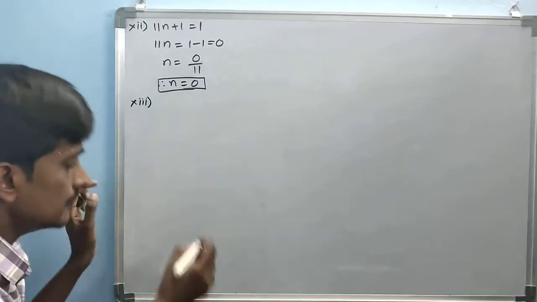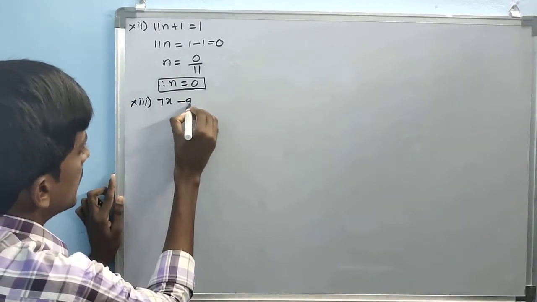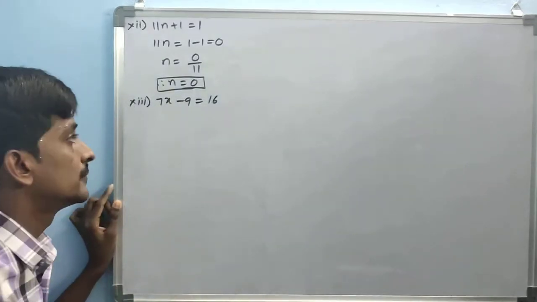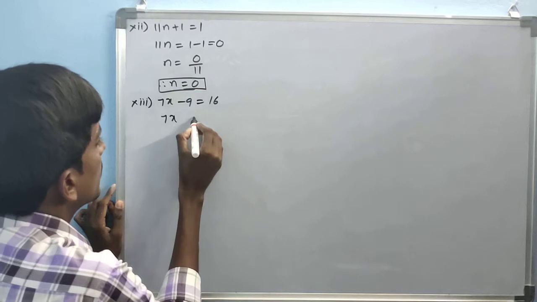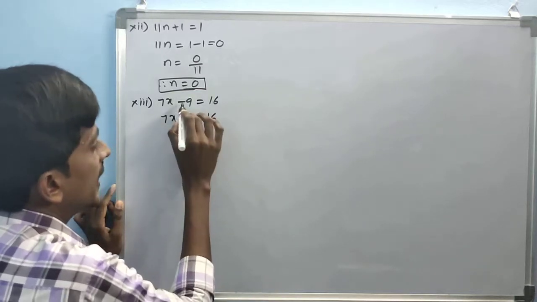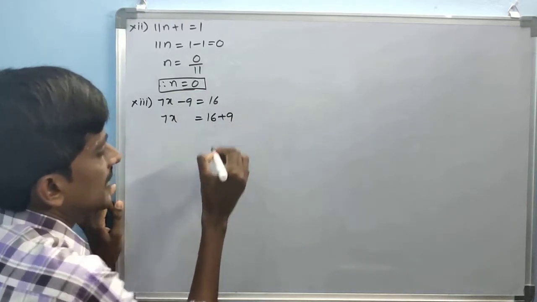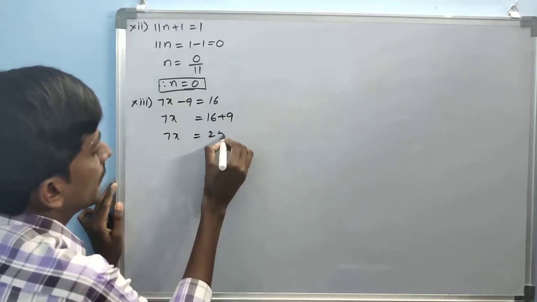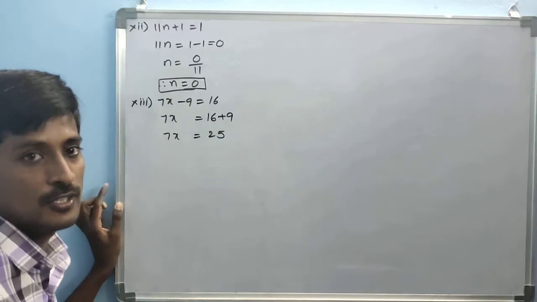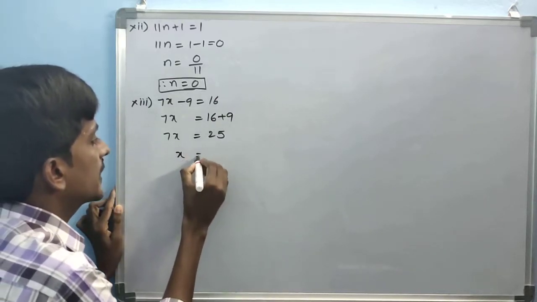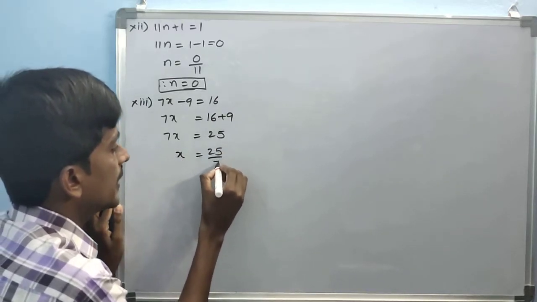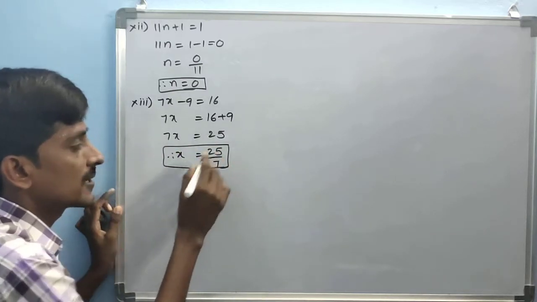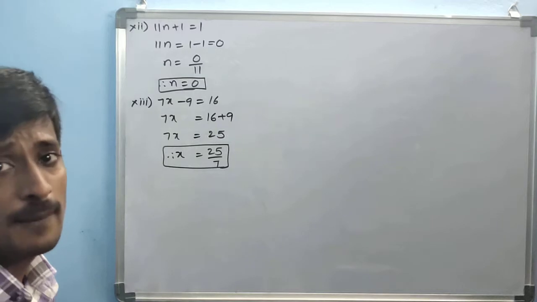13th one. 7x minus 9 equals 16. Okay. 7x equals 16 minus 1 transferred to that side, plus 9. 7x equals 25. 16 plus 9 equals 25. x equals 25 by 7. This is the value of x because these two numbers cannot be divided by any number.